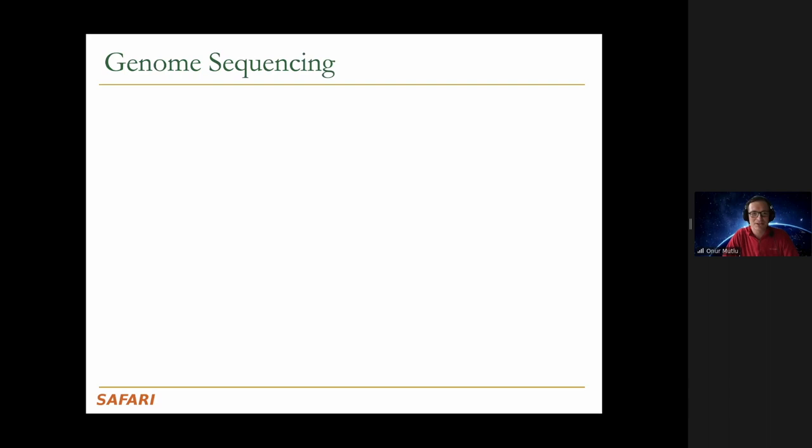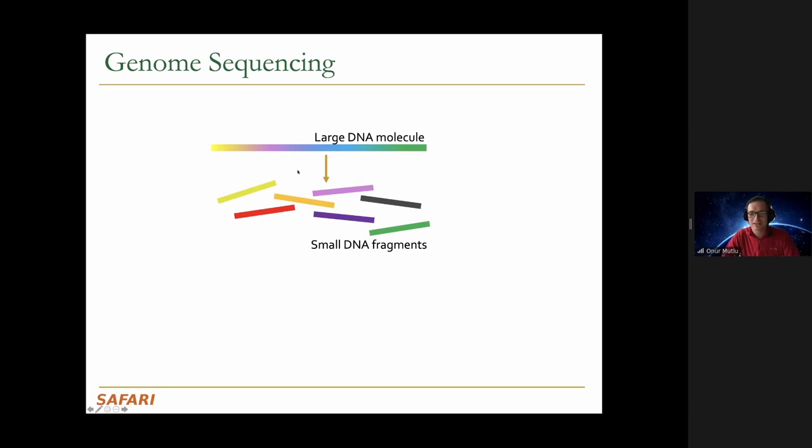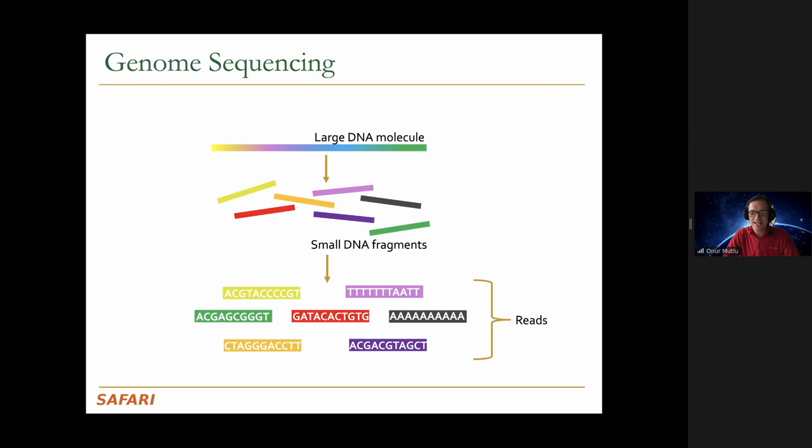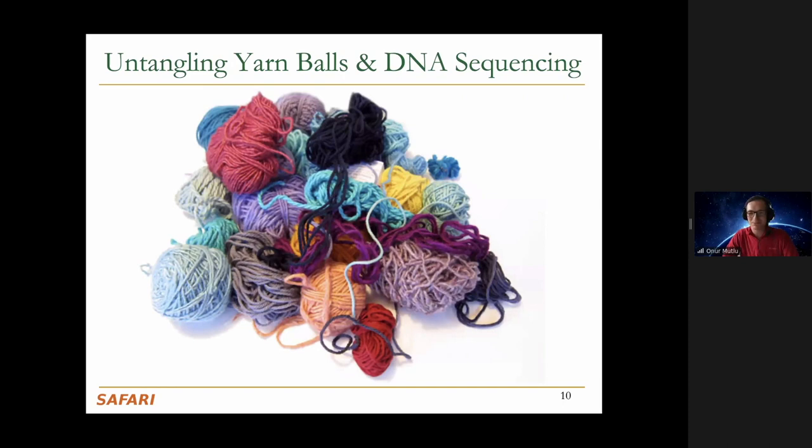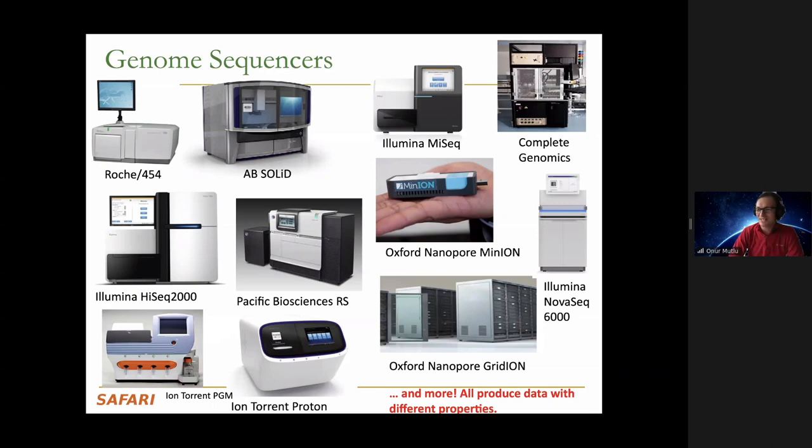So genome sequencing essentially goes like this. You have a large DNA molecule and you chop it into small DNA fragments of varying granularities depending on the technology. And these lead to reads. We call these fragments reads. And then you try to map them somehow to reconstruct the genome. I liken this to untangling yarn balls. If you have a cat that plays with yarn balls, you basically chop these yarn balls, one or more, into pieces, and then you try to reconstruct the yarn ball. And these are the machines that deal with the yarn balls, basically.